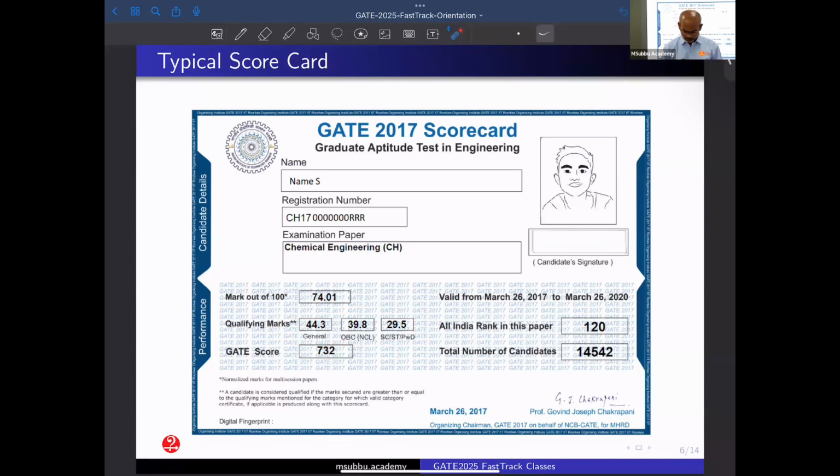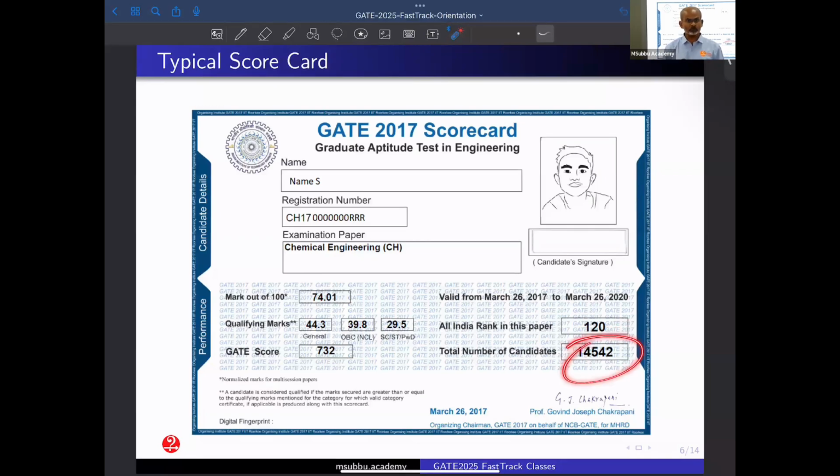The other categories will have relatively lesser marks, and they also calculate what is called the GATE score, out of 1,000. That doesn't have much usage, I suppose. What is more important is the All India rank. This All India rank is very important, and for PSU there is some cutoff, and for higher studies, okay, we'll see all that.